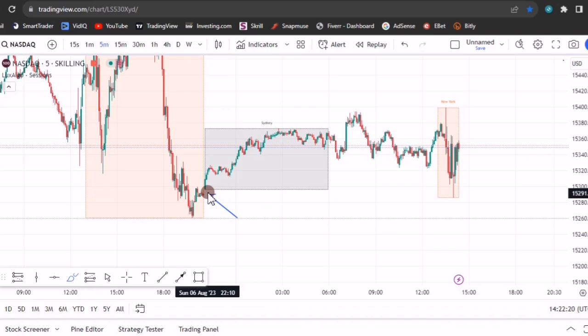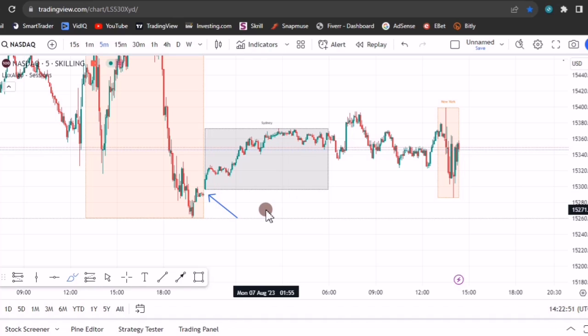Nasdaq has a starting point. So that's the first thing that you need to know. It has a starting point, and that starting point is the very beginning of the Sydney session. And then it has an ending point. The ending point is the very ending of the New York session. That's why you are most likely to find a gap right there, because it's like it is restarting again.